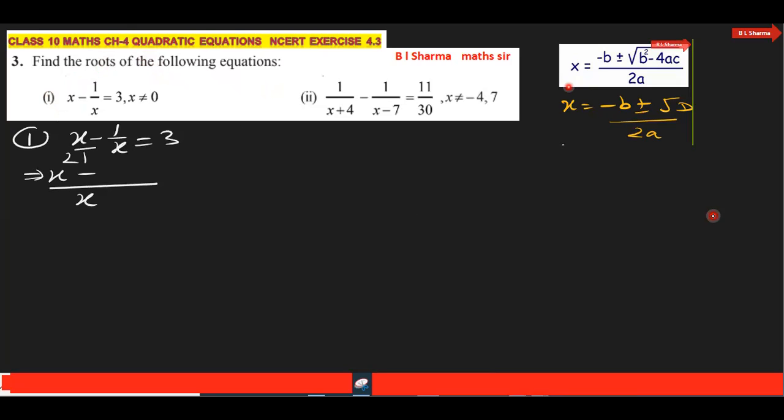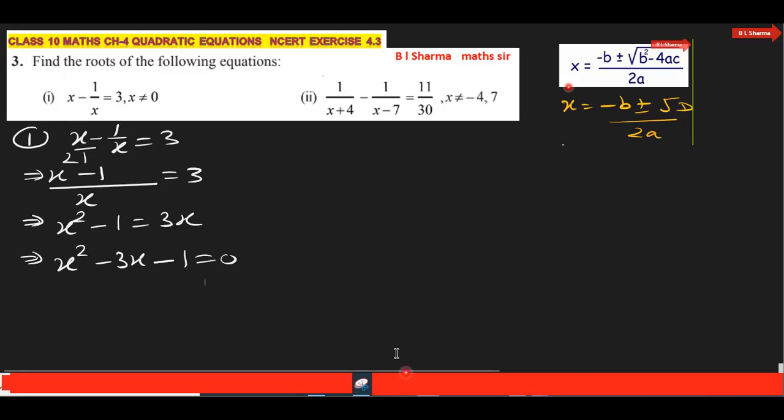That is x square minus 1 is equal to 3x. Further, it is x square minus 3x minus 1 is equal to 0. ये quadratic form इसका हो गया है. That is x square minus 3x minus 1 is equal to 0, and this is a quadratic equation. ये quadratic form हो गया है.